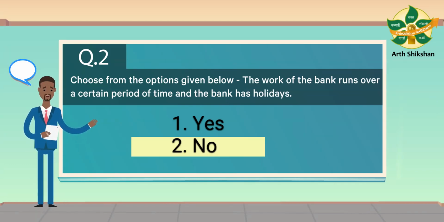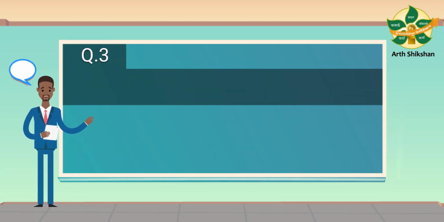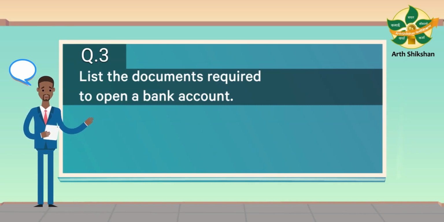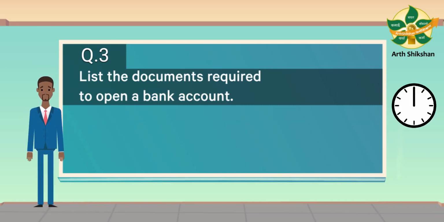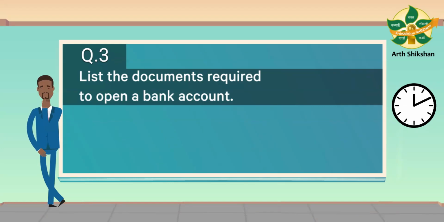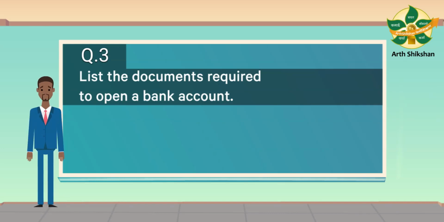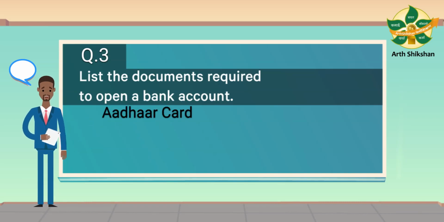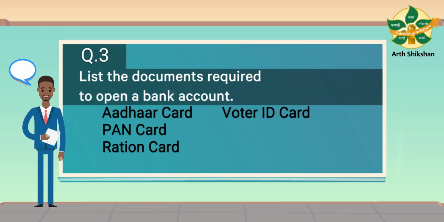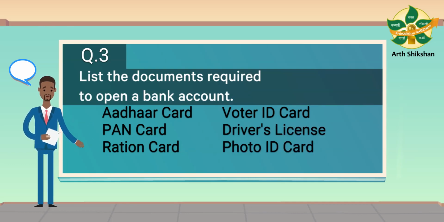Answer. Option 1. Question 3. List the documents required to open a bank account. Answer. Possible answers: Aadhaar card, PAN card, ration card, voter ID card, driver's license, photo ID card, address proof.